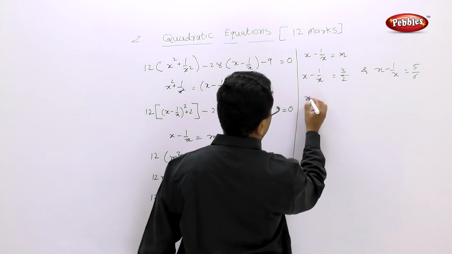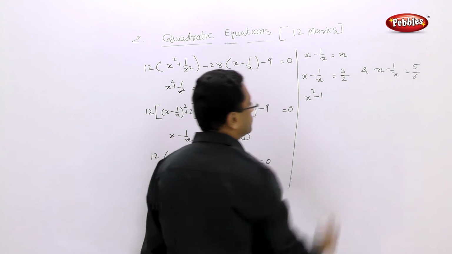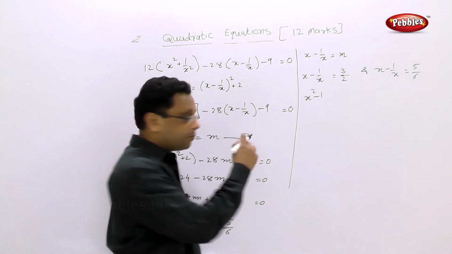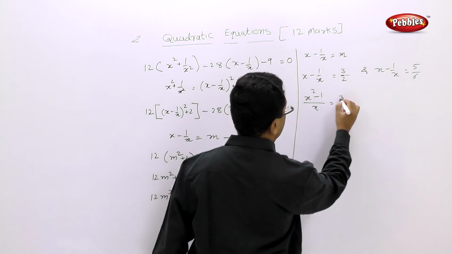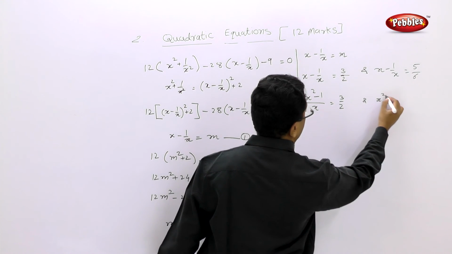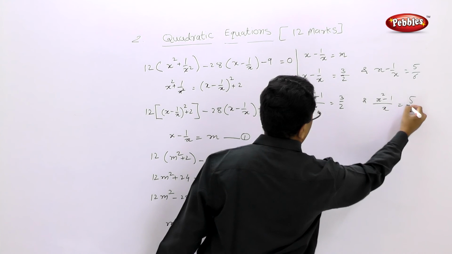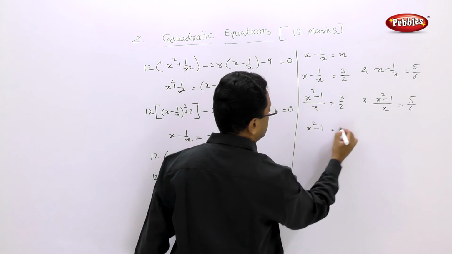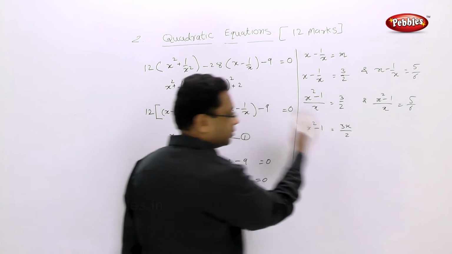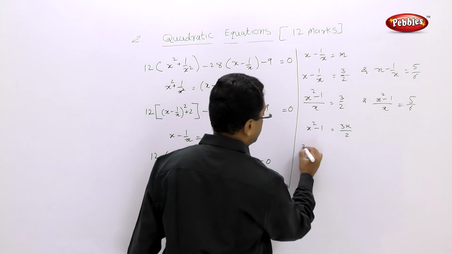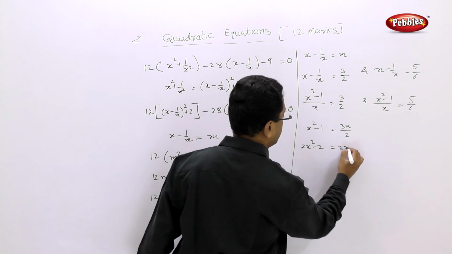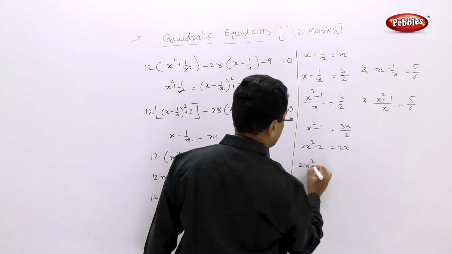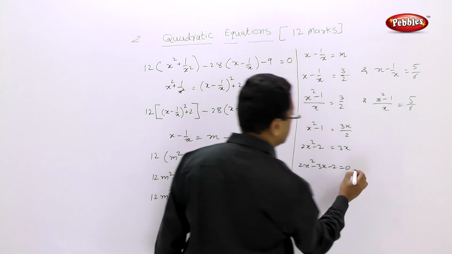Let us solve these equations by cross multiplication. x minus 1 upon x is equal to 3 by 2 and x minus 1 upon x is equal to 5 by 6. So here I will get x square minus 1 is equal to 3x by 2. 2 will go to that side, so it will be 2x square minus 2 is equal to 3x. This side will be multiplied by 2. So here I will get 2x square minus 3x minus 2 equal to 0.